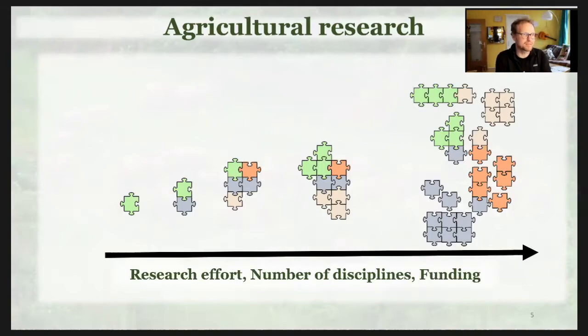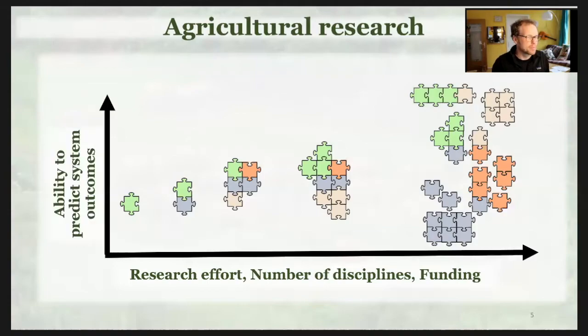You invest lots of money and you get all of the little research teams, all of the smaller projects within the research to fit together. So our ability to predict system outcomes should increase as we increase our total knowledge in this sort of traditional approach to doing a research project.